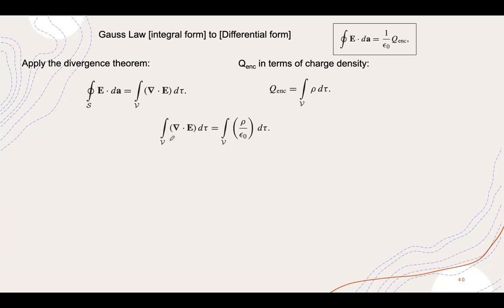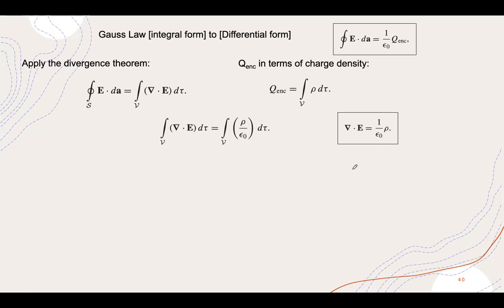So by having this, now you can remove this integral sign, because now you have a volume integral on both sides, and then d tau is going to cancel out. You can say that divergence of E equals 1 over epsilon naught times rho. This is called the integral form of Gauss law, and this is called the differential form of the Gauss law. That is what I showed in the very first slide, that today my target is to reach this equation.